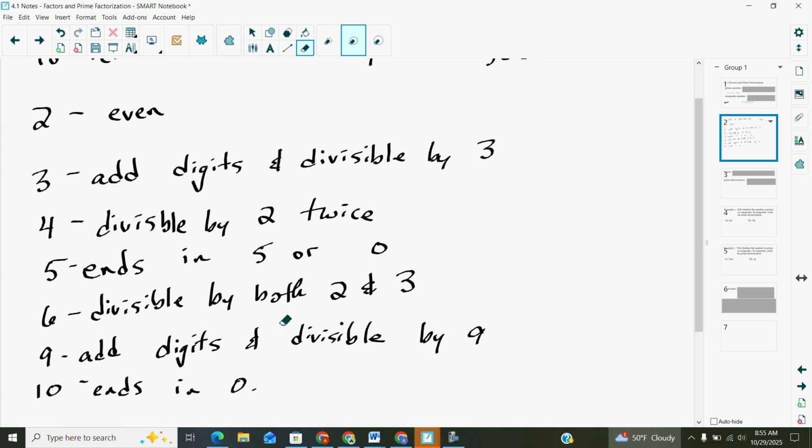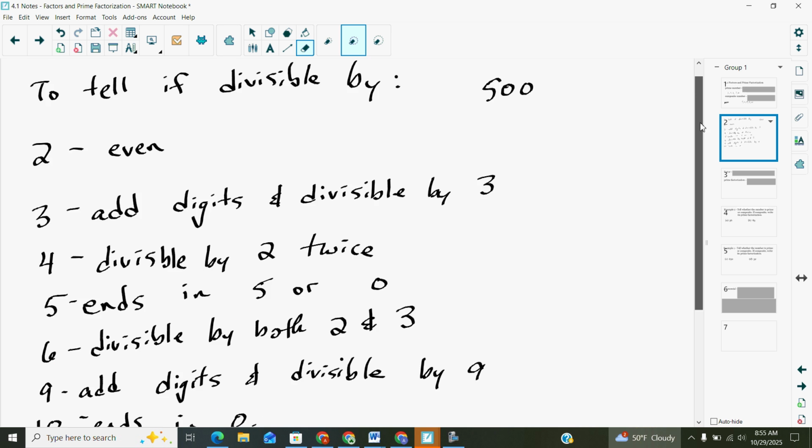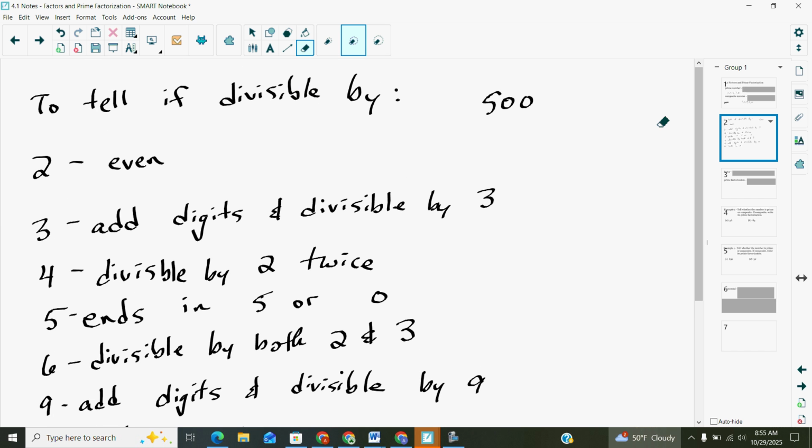7, there's really not a good rule for 7. 8, you could do similar to 4, but 8 is 2 times 2 times 2. So you would check to see if it's divisible by 2 3 times. 9, we add the digits and check to see if that's divisible by 9. And 10, the number has to end in a 0.